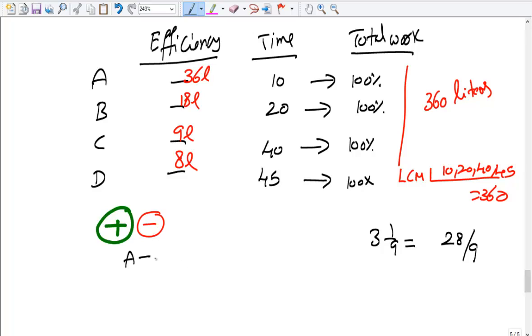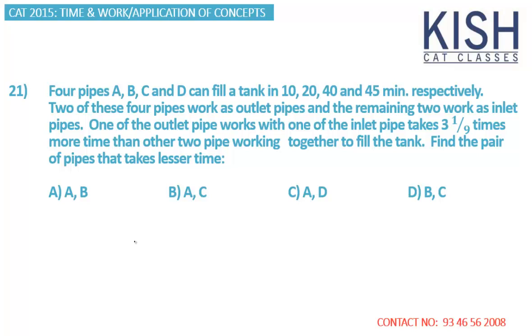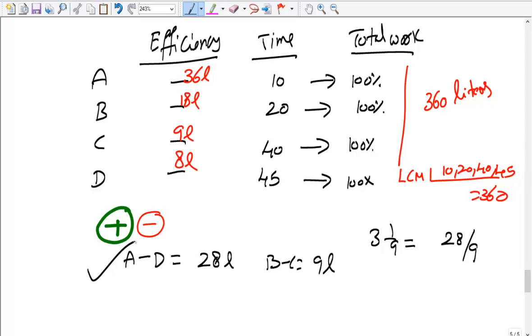Now we'll take AD, which is 28 liters. Now it is BC, which is 9 liters. So if one is filling 28 and the other one is 9 liters, then the time taken by them is inversely proportional. That is 1/28 to 1/9, that's 28/9. So this is the pair. The AD pair will take less time. What we have done is quite simple actually. We try to find the capacity of the whole tank using the time, and in return we can find the efficiency. By using efficiency, we can easily calculate.